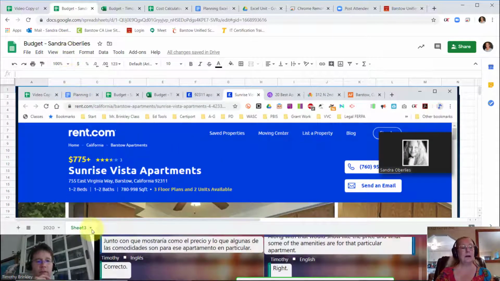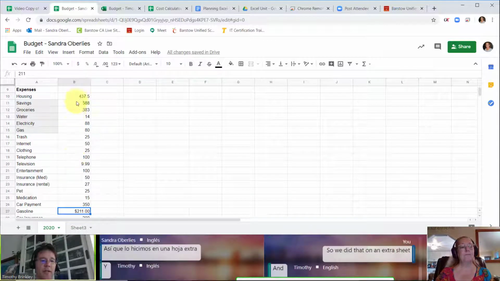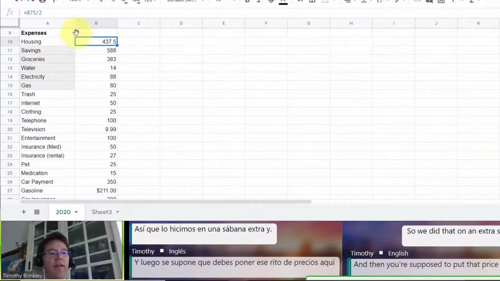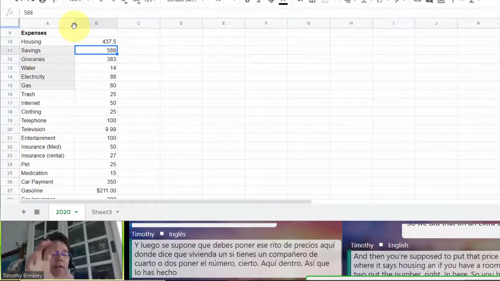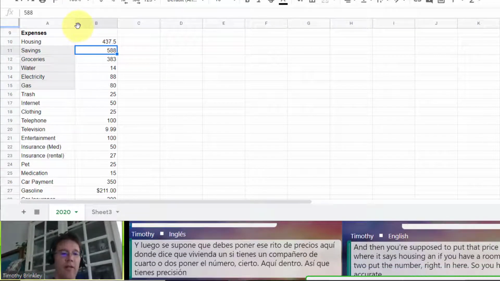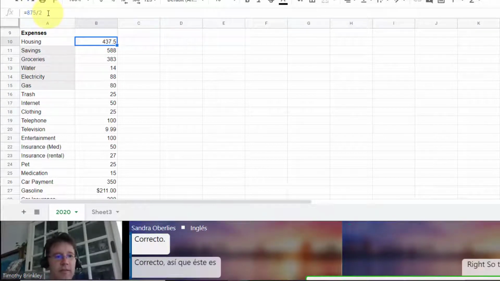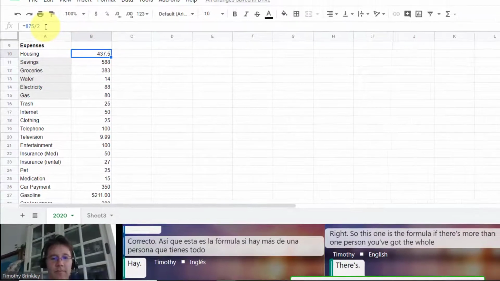So we did that on an extra sheet. And then you're supposed to put that price right in here where it says housing. And if you have a roommate or two, put the number right in here so you have an accurate number for how much it will cost. All right, so this one is the formula. If there's more than one person, you've got the whole price divided by the number of roommates, okay?